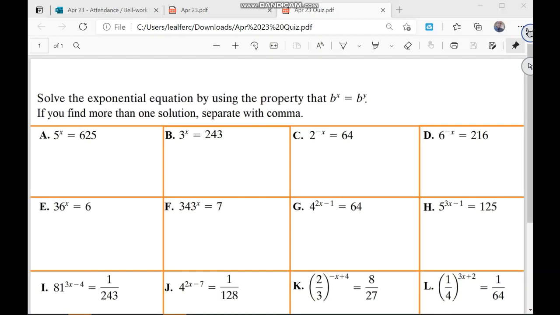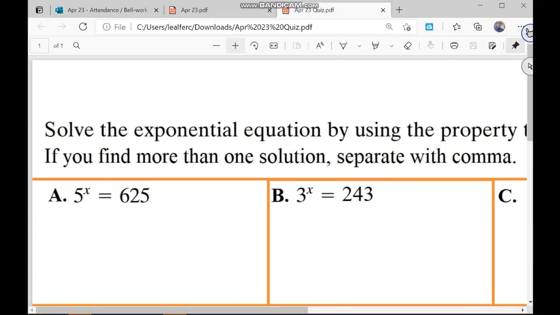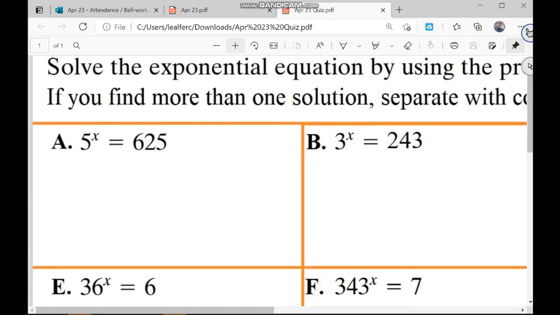Today on the quiz we have to solve the exponential equations by using the property b exponent x equals b exponent y. We will try to make both sides of the equation have the same base. Okay? On letter A, an example is letter A. We have 5 exponent x equals, and we need to represent 625 using base 5.